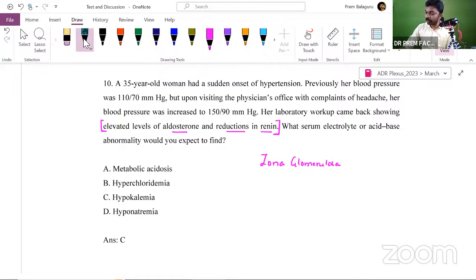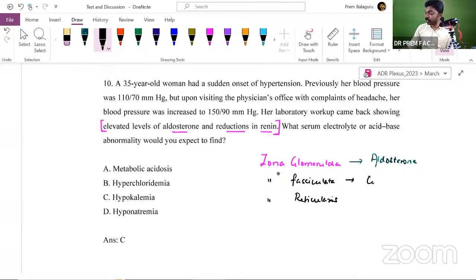This zona glomerulosa of the adrenal cortex is going to produce aldosterone, which is nothing but a mineralocorticoid. The other two regions are zona fasciculata and zona reticularis. Fasciculata and reticularis are involved in synthesizing cortisol and dehydroepiandrosterone respectively. For the zona fasciculata and reticularis, the trigger is going to be adrenocorticotropic hormone.